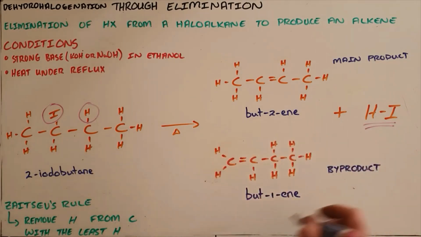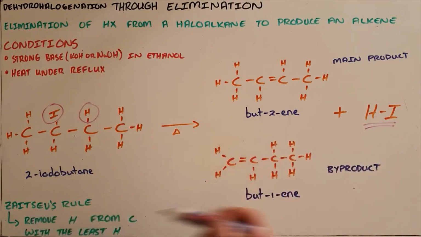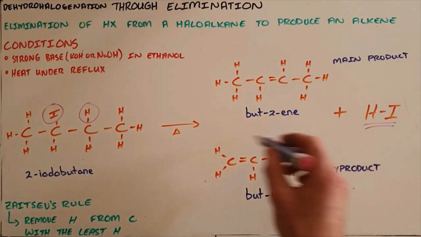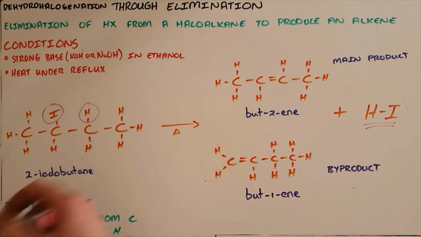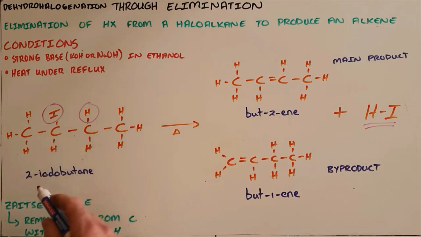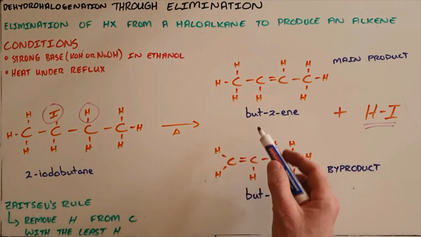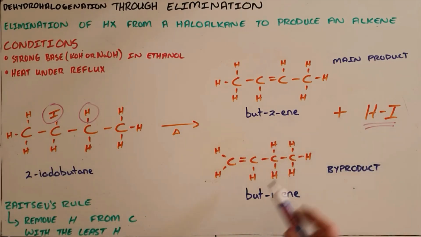There is also a byproduct, one that is formed not by Zaitsev's rule. But-1-ene does exist, but happens very rarely, and so as a result, when we write this equation out, we would write that 2-iodobutane reacts to form but-2-ene and hydrogen iodide. We do not need to specify what the byproduct is.